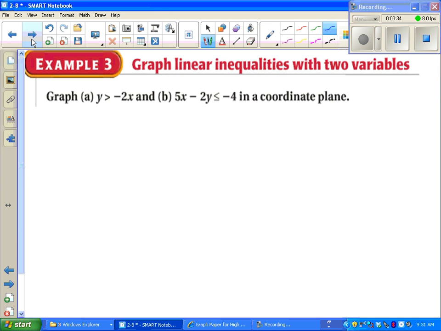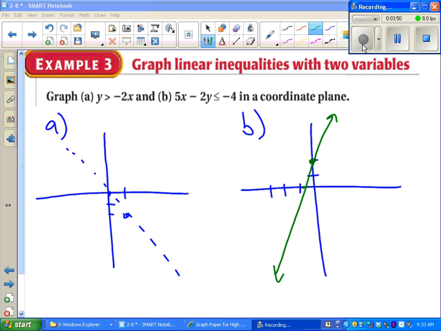Alright, so for part A and B, we're graphing two different lines. Your first step needs to be to draw the boundary lines. If you don't remember how to graph these lines, go back to the section where we learned how to graph lines. Review that. You need to know how to graph lines for this.